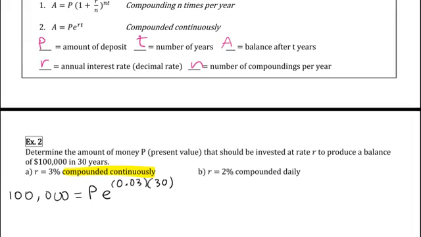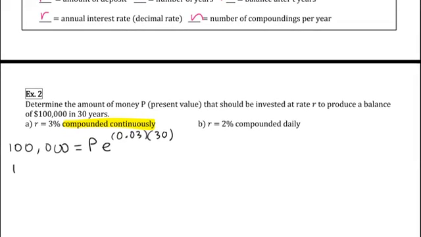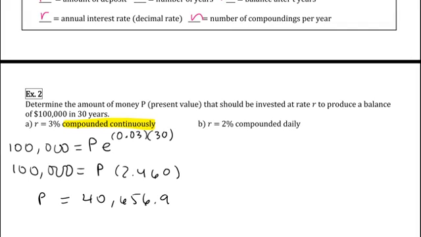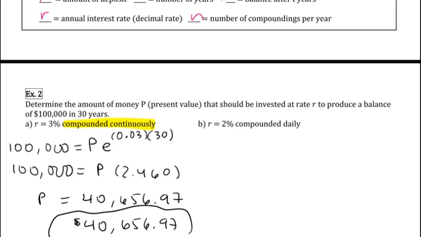It's really picking up your calculator and typing this in. I'll give you about what this is. This is about P times 2.46. But again, I'm not using this decimal. I'm keeping it all in my calculator to get a final principal of 40,656.97. So I would need to invest $40,656.97 to end up with 100,000 in 30 years. Because it said continuously, we said we're going to use Pert.